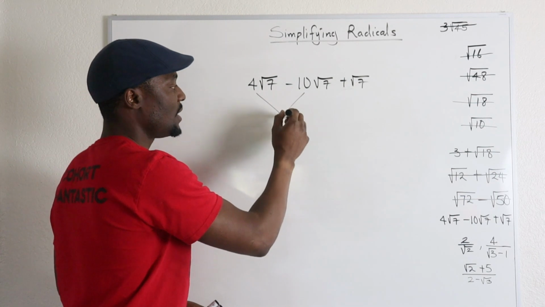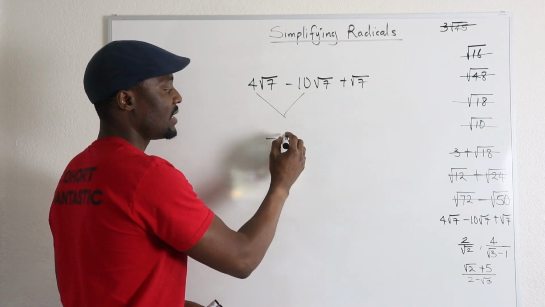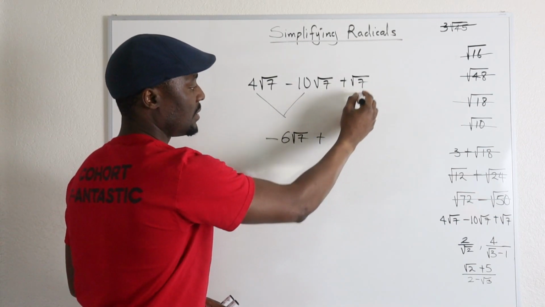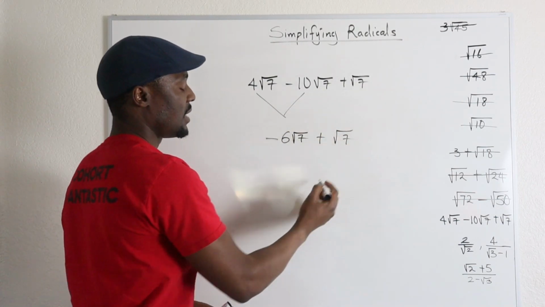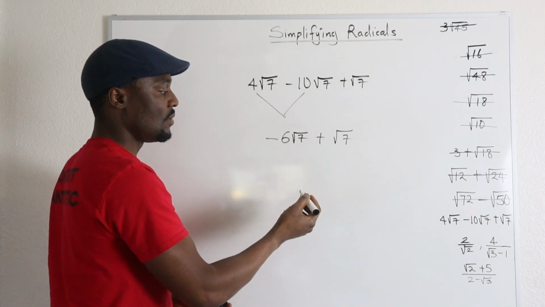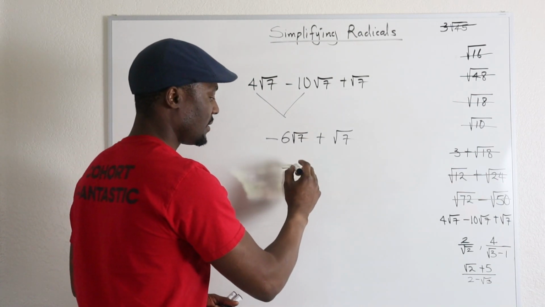If you resolve these two, you're going to see that this will give you negative 6 rad 7 plus, this comes down here, rad 7. Now negative 6 rad 7 plus rad 7 is going to give you negative 5 rad 7.